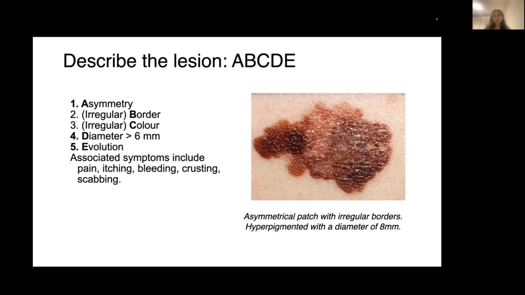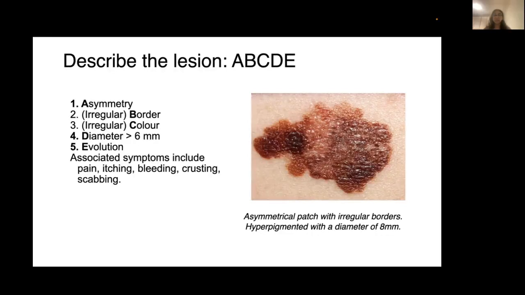D is diameter. I can appreciate the diameter is difficult to see in this picture, but if the diameter is more than 6 millimeters, then typically we're a bit more concerned. And E stands for evolution. Again, difficult to tell from one picture, but evolution means has it changed a lot over time? Within the past few weeks, has it gone from being very small to very big? And on the side, it's also important to look at associated symptoms, like pain, itching, bleeding, crusting, scabbing. These are all signs that we should be a bit more concerned that it might be a malignant lesion.